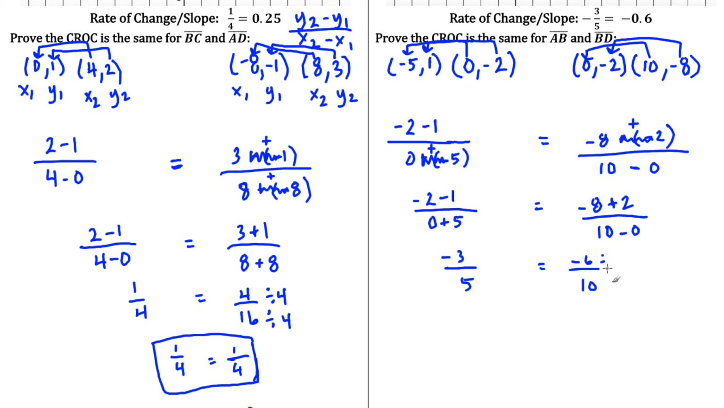I can reduce this by 2. A negative over positive is a negative, and then I would get 3 over 5. And this is negative 3 over 5.